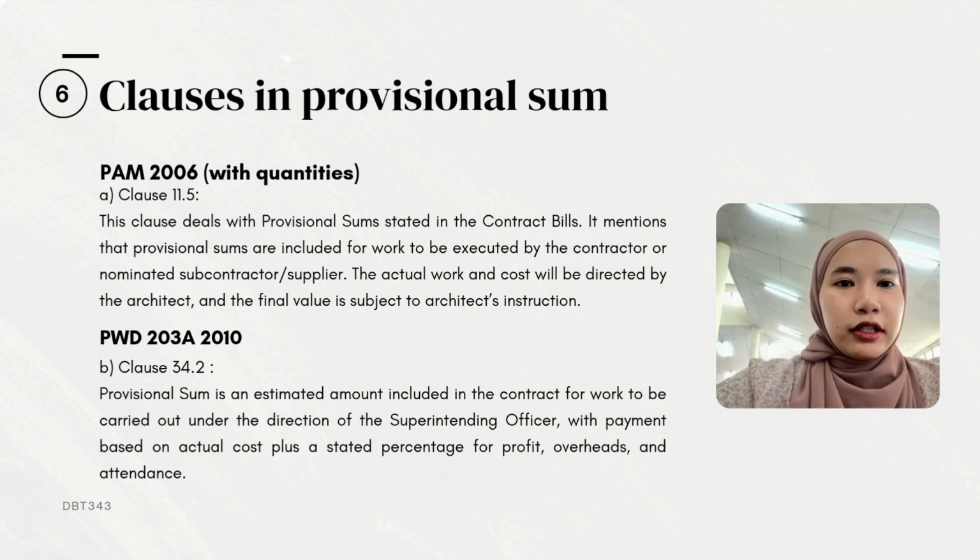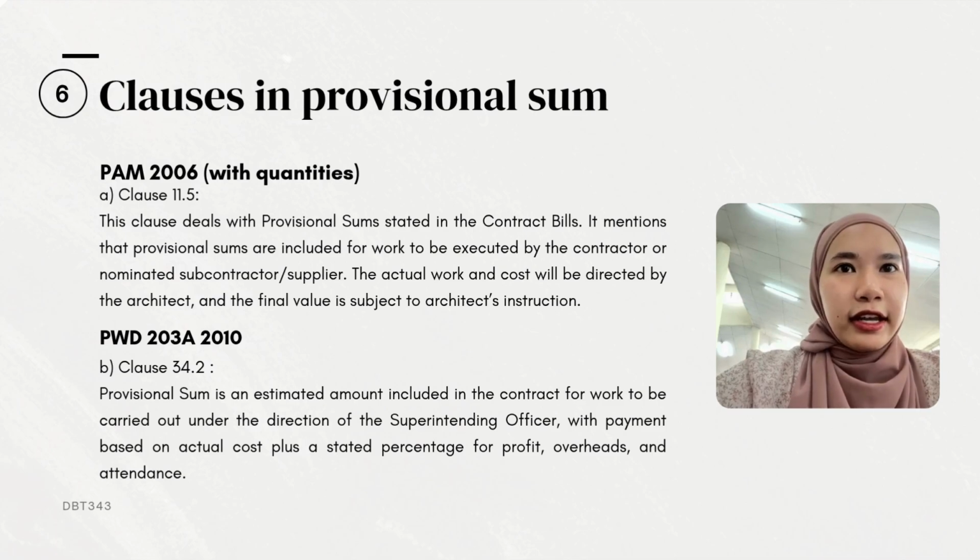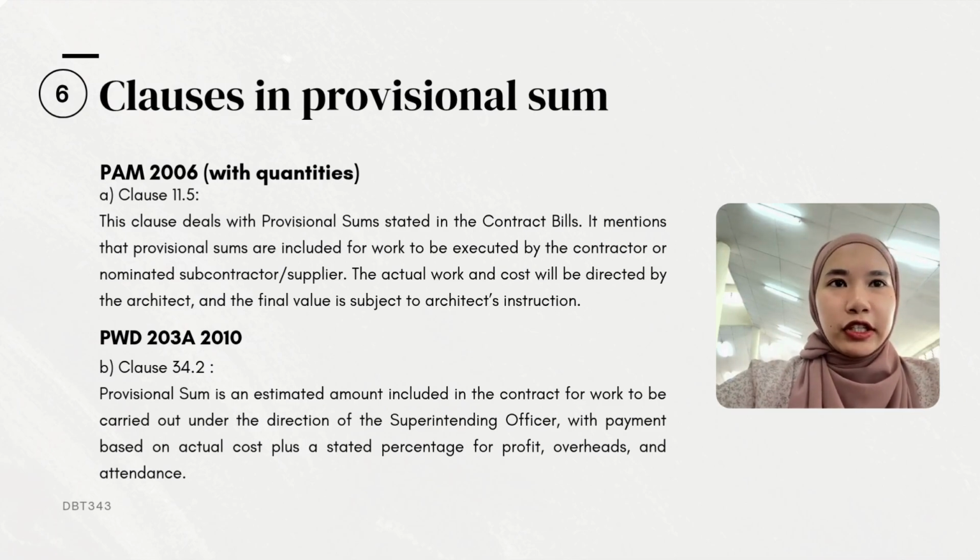For clause 34.2 in PWD 203A 2010, it states that provisional sum is an estimated amount included in the contract for work to be carried out under the direction of the superintending officer, with payment based on actual cost plus a stated percentage for profit, overhead, and attendance.